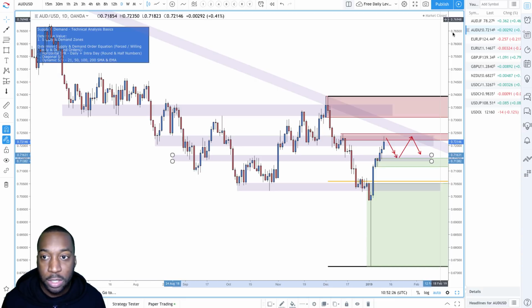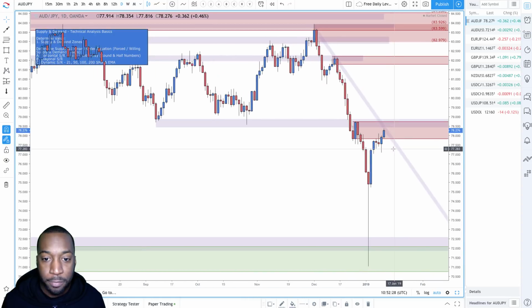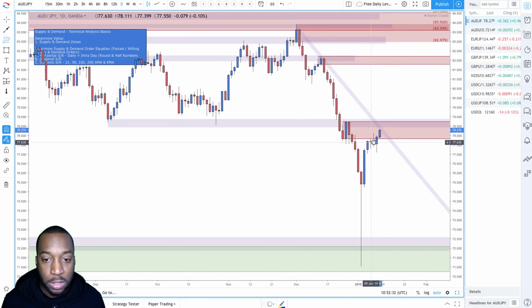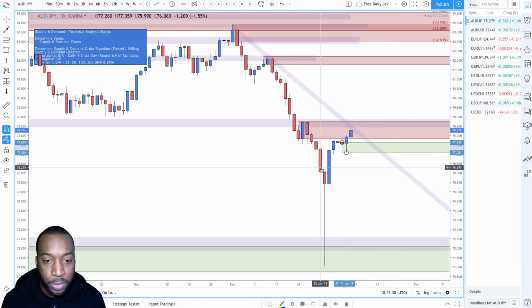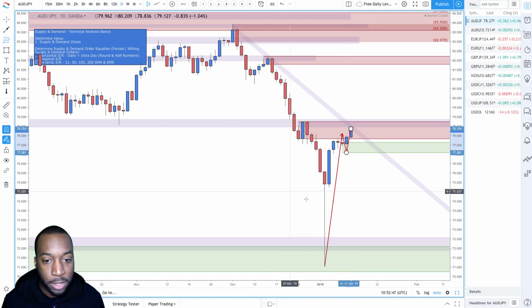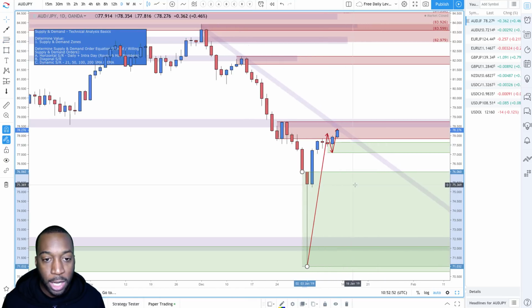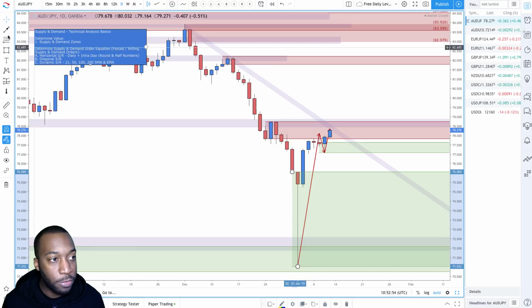So let's look at the Aussie yen. You've got your demand zone right here. Again, you've got higher highs, higher lows being made. So prices move up, pull back, and it's made a slight new high. In anybody's book, that has to be higher highs, higher lows. Not necessarily the strongest area of demand at the moment, right?